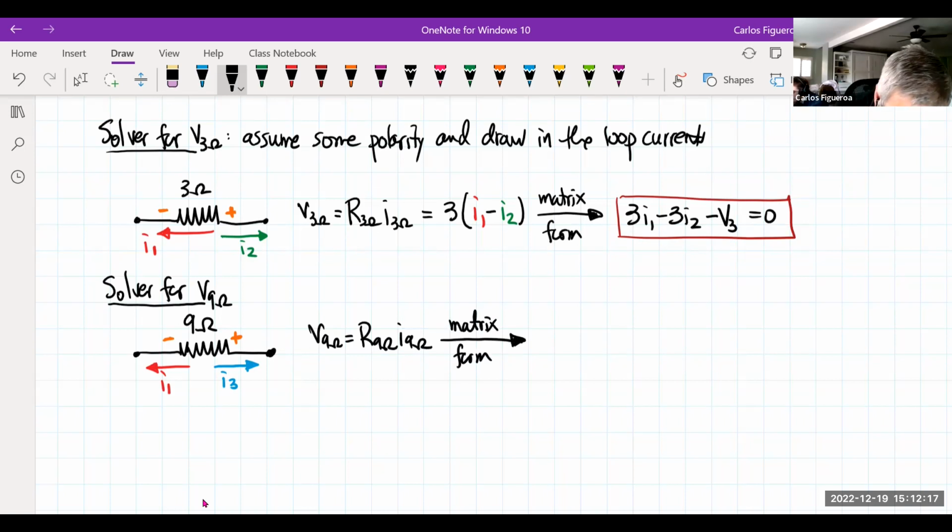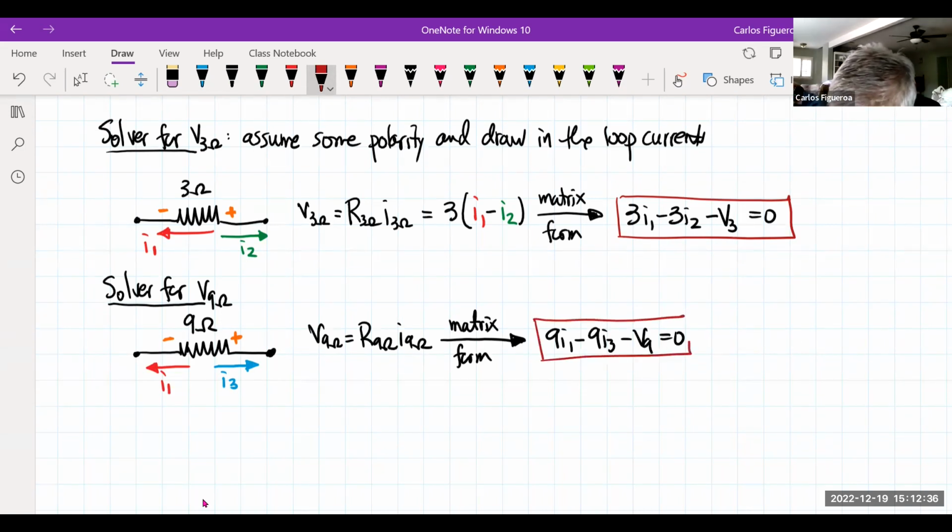Because of the polarity, I1 is positive, I3 is negative. So then this should be... nope, not 6. 9I1 minus 9I3 minus V9 equals 0. There's my solver for the voltage of the 9 ohm. Now I do the same thing.